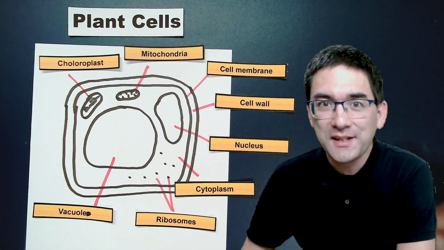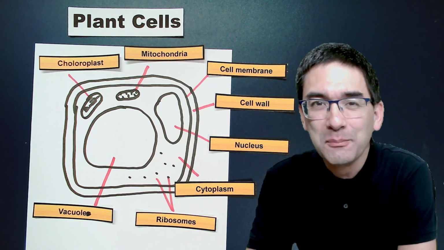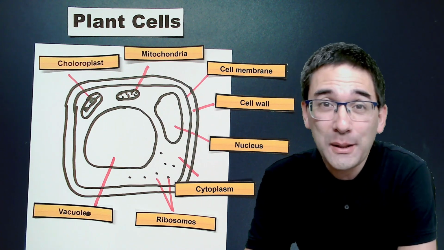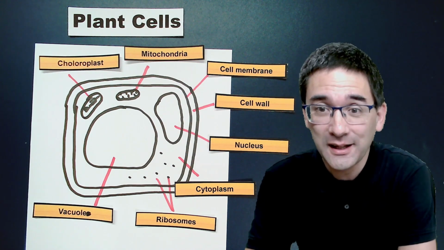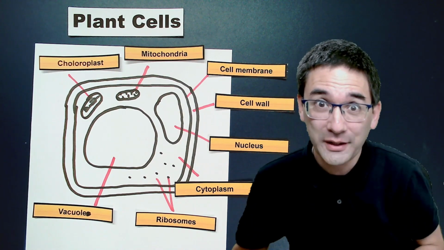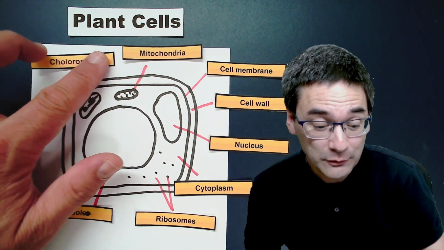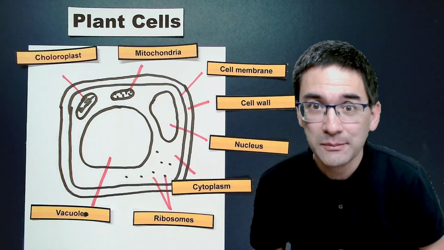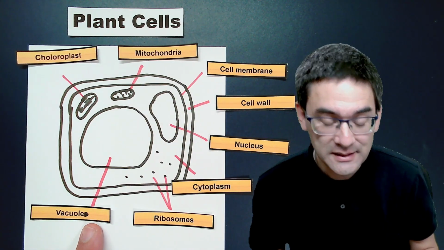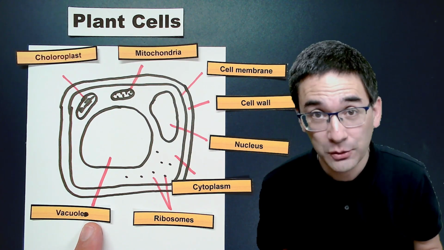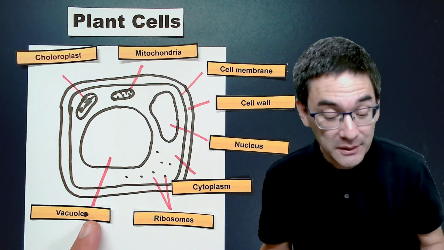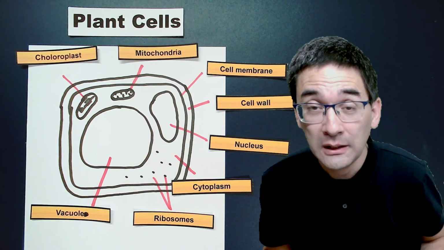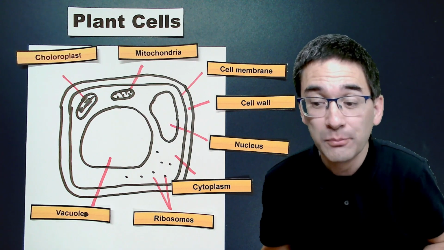What we already see is that there are many similarities to animal cells, and there are also three important differences that I'd like to talk about. Well, I've already mentioned them. Plant cells have chloroplasts. Animal cells do not. Plant cells have a cell wall. Animal cells do not. And plant cells have a vacuole, but so do animal cells. But the vacuole is different. Plant cells have a large central vacuole, while animal cells can have several smaller vacuoles.